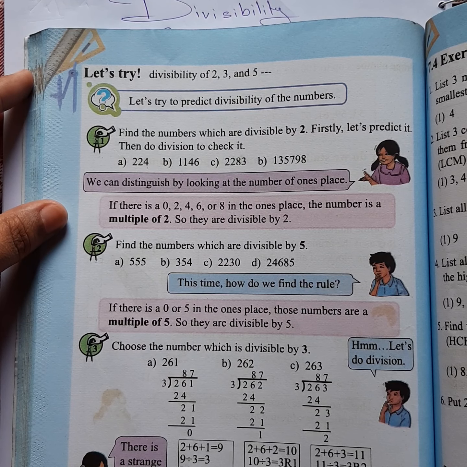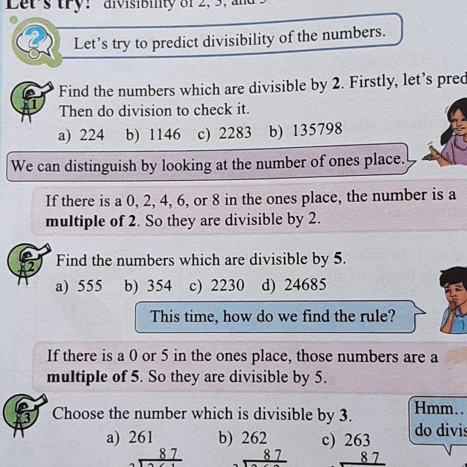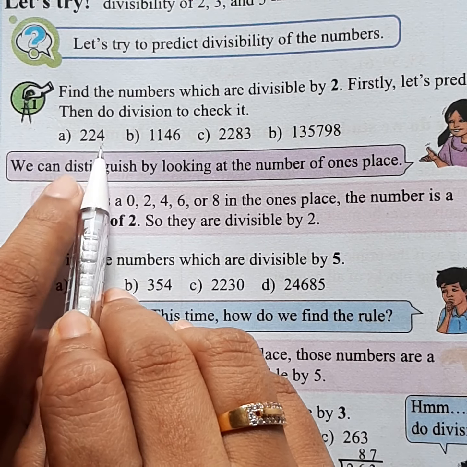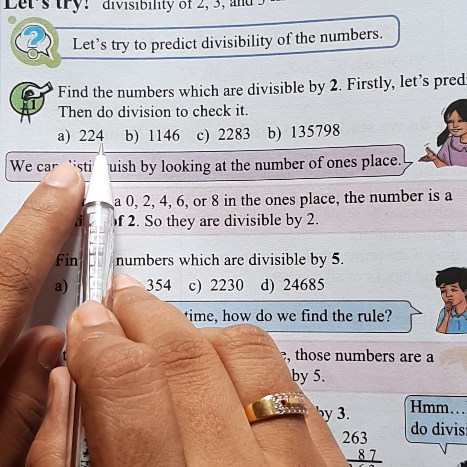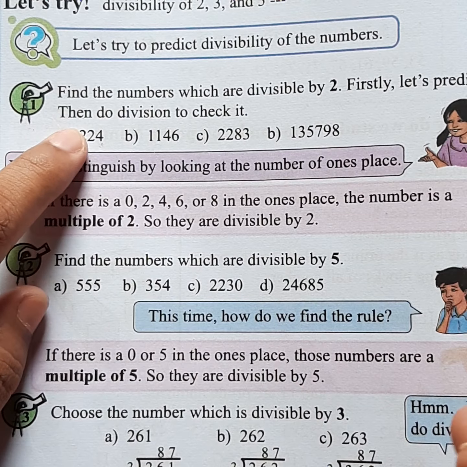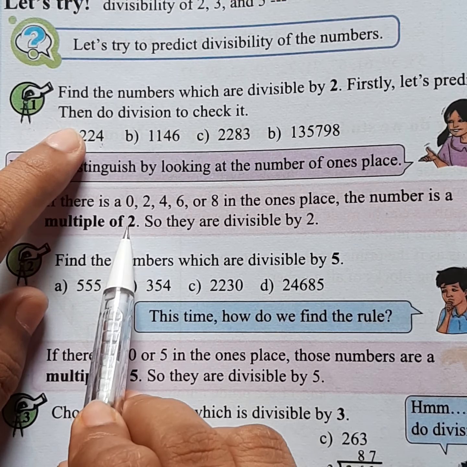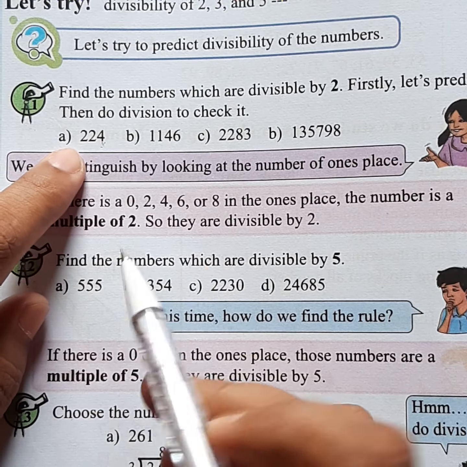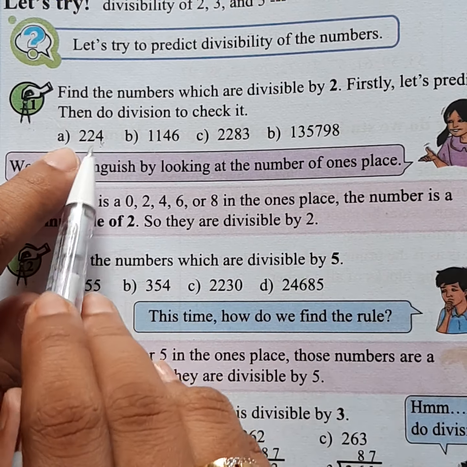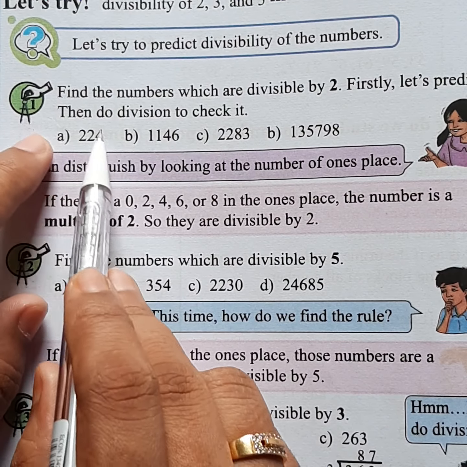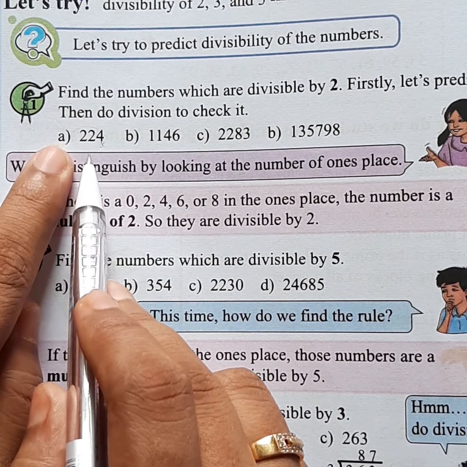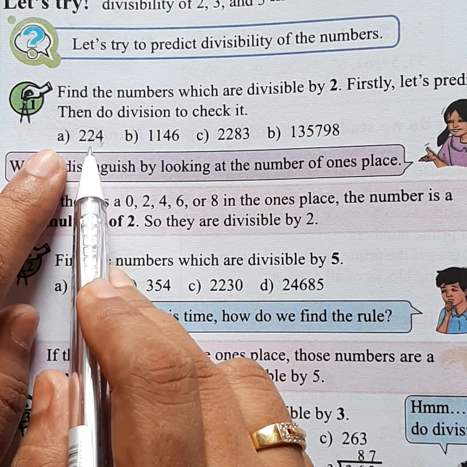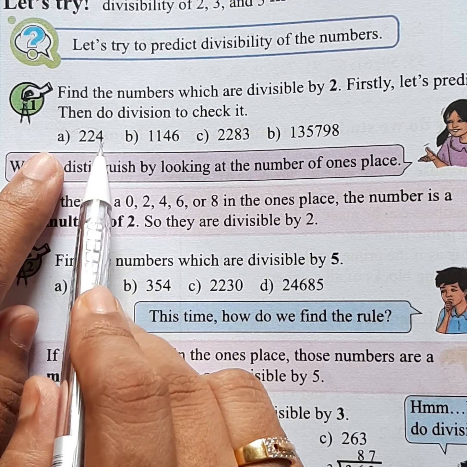I'm going to zoom in a little bit here. Now you can see more clearly, hopefully. 4 is in the ones place, and 4 is a multiple of 2, so it can be divided by 2. Now, if 4 can be divided by 2, then the whole number 224 can also be divided by 2.